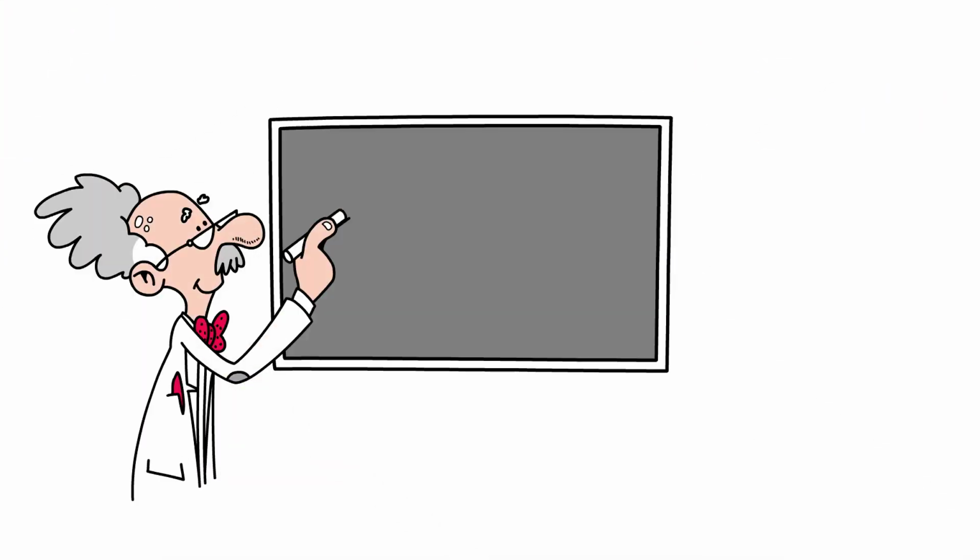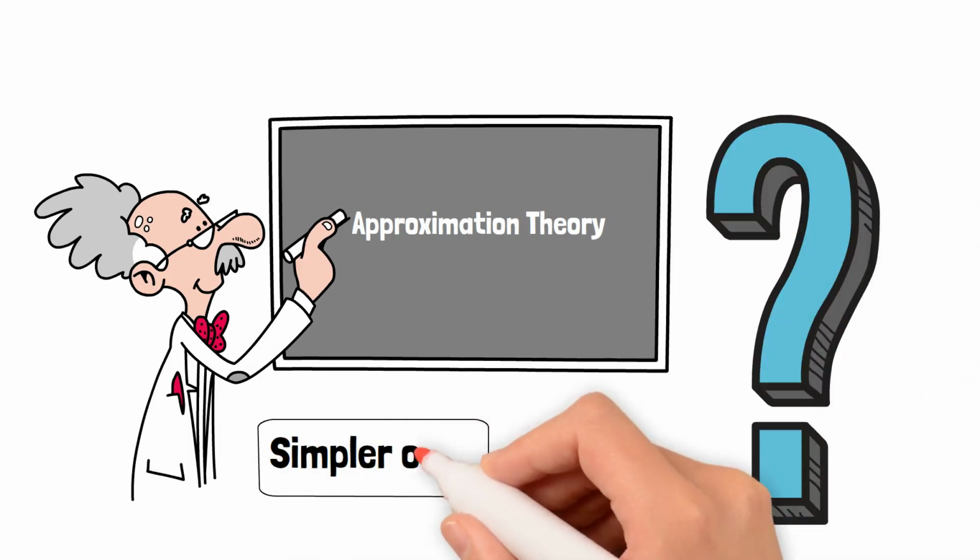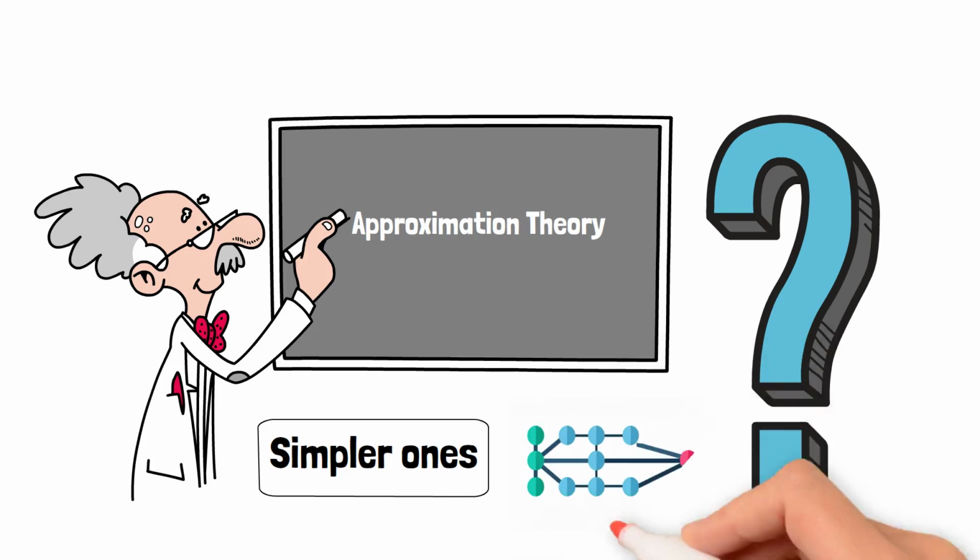Today, we're tackling approximation theory, the mathematics that explains how we can represent complex functions using simpler ones, and why neural networks are so powerful at learning almost anything.